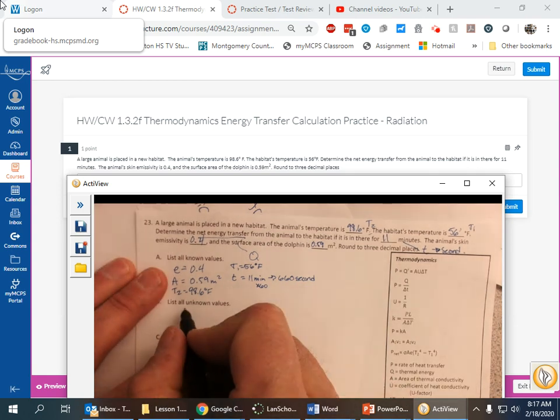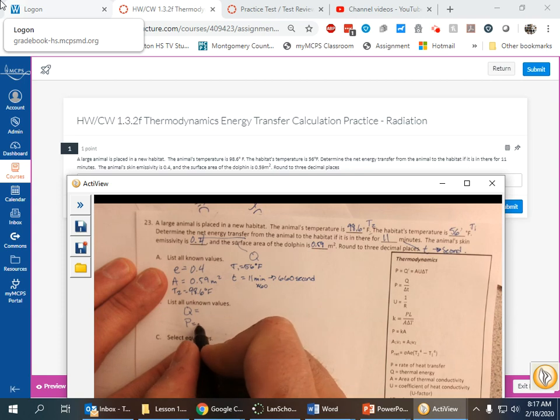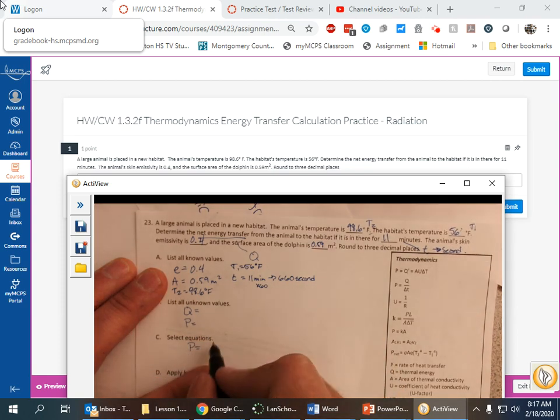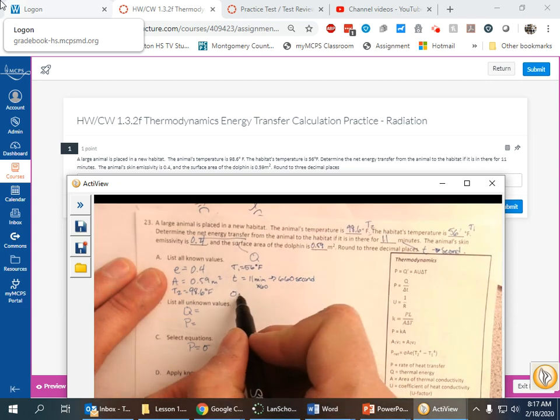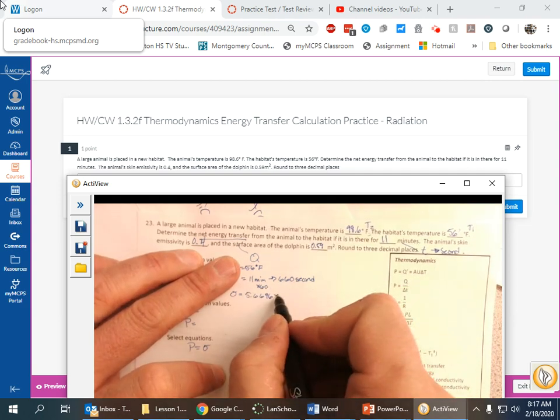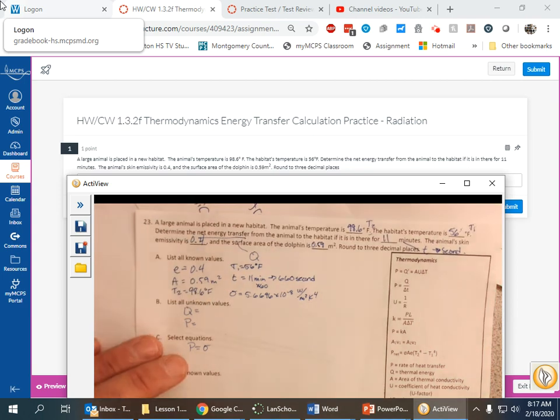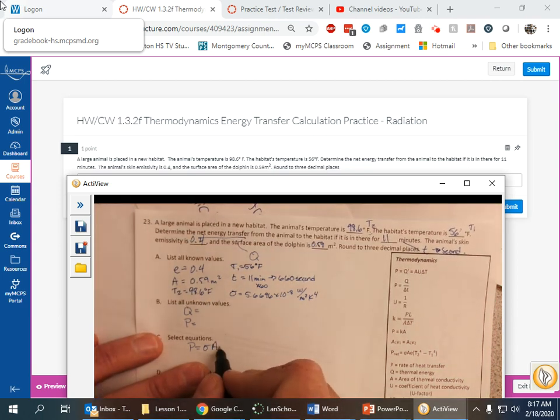What do I not know? Well, they asked me to solve for Q, and I've got everything for P net, which is Stefan's constant, and that's given to me right here. So I can add that as a known value: 5.6696 times 10 to the negative 8th power watts per meter squared Kelvin to the 4th, times area, emissivity, T2 to the 4th minus T1 to the 4th.